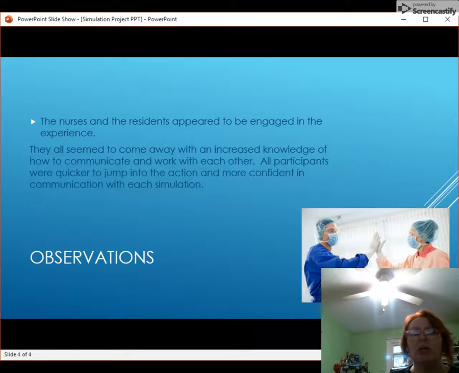I have seen them coaching their residents to listen and respond to the nursing staff as partners in care, which is a switch from when I started, and it was more of a hierarchy than a partnership.